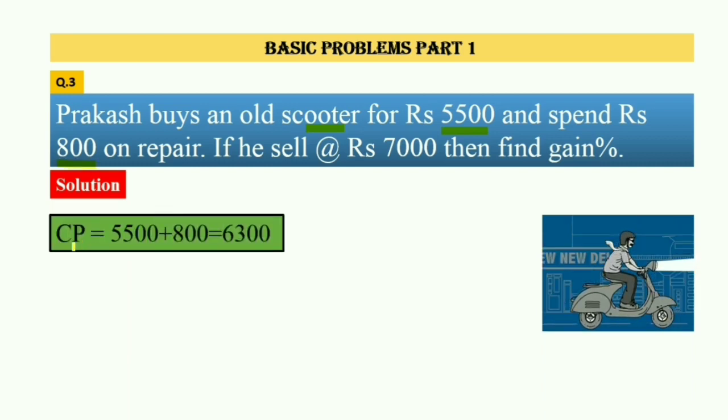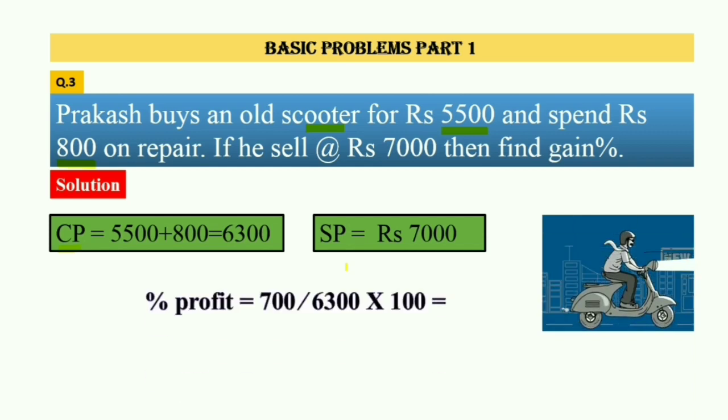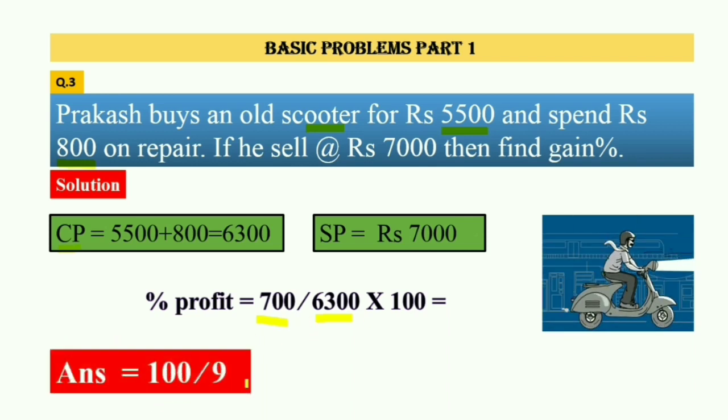So I will write CP as 5500 plus 800, because before selling the scooter he had applied the charges on repair before selling the scooter. That's why I have added to CP. Okay. Then the SP of the same scooter is 7000. Now we have to follow the same process, that is percentage profit is equal to profit upon CP into 100. When we subtract 6300 from 7000, we get 700, and it is the value of the CP. After calculating this, we get the answer, that is 100 by 9.